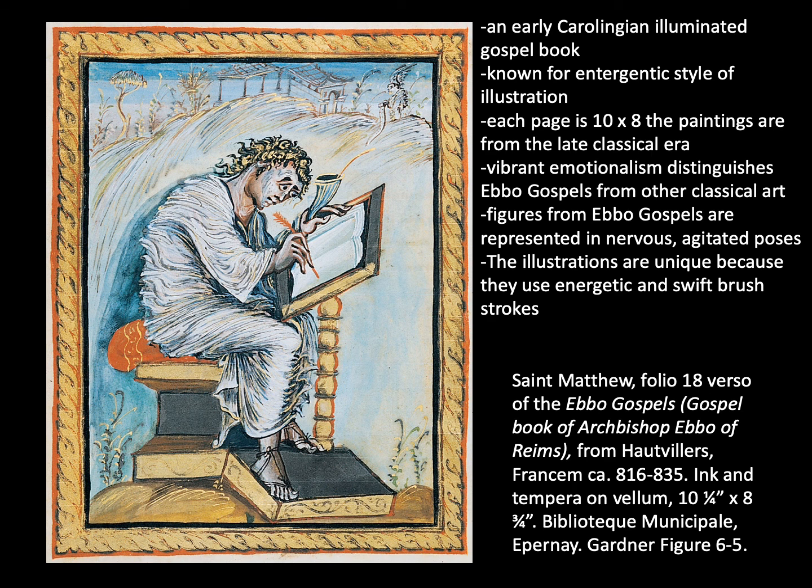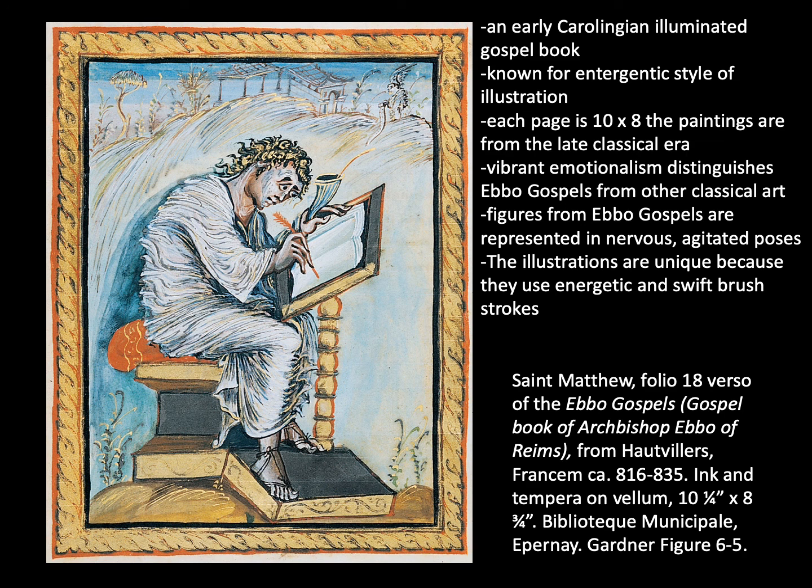So when we talk about the carpet page from the Lindisfarne Gospels, we usually compare it to St. Matthew folio 18 verso of the Ebbo Gospels. It is French. It is an early Carolingian illuminated gospel book, known for its energetic style of illustration. Each page is 10 by 8, and the paintings are from the late classical era. They have a vibrant sense of emotionalism that distinguishes the Ebbo Gospels from the other classic art. Figures from the Ebbo Gospels are presented in a nervous, agitated pose, and the illustrations are unique because they use energetic and swift brush strokes.